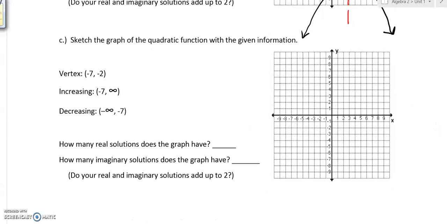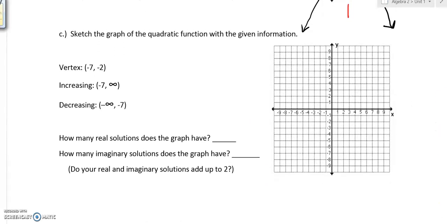Okay, last example. Sketch the graph of the following function. Gives us those 3 pieces. My vertex this time is at -7, -2. So I'm going to label that with a V and put in a dotted line. That's kind of the middle of my graph.